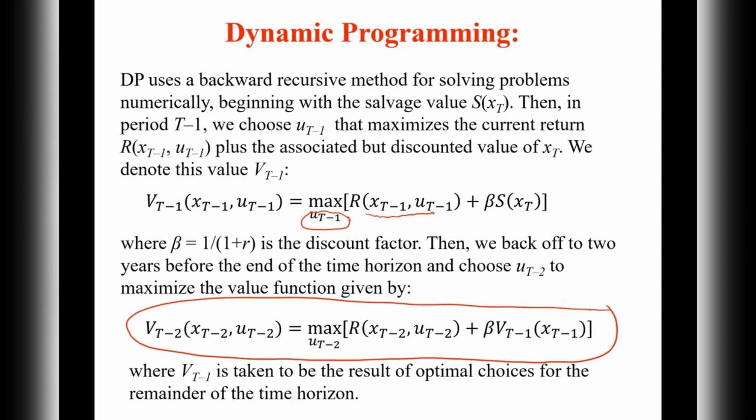In this case, we choose our decision at time big T minus 2 in such a way that it takes into account what our current return is going to be, plus the effect that our current decision has on what our future return will be. And this future return, v subscript big T minus 1, assumes that we will make the optimal decision in period big T minus 1.